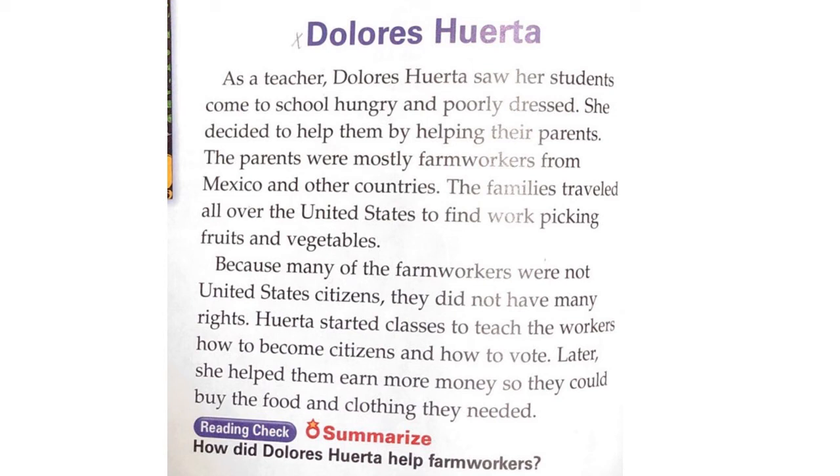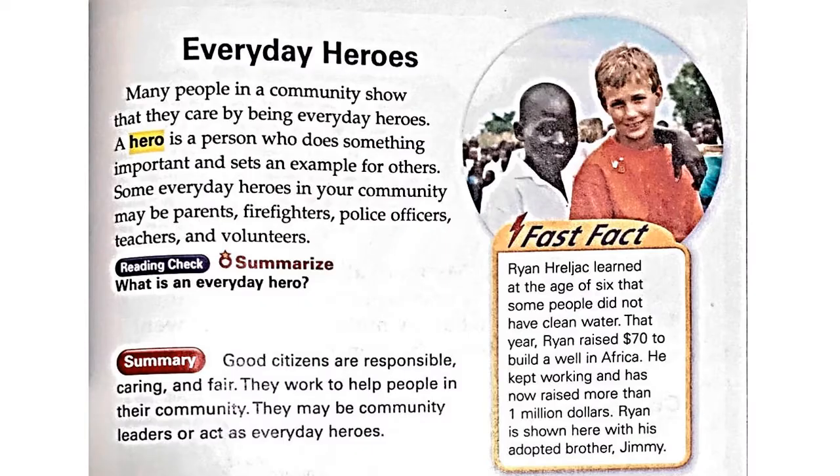So this was about Dolores Huerta. And again, if I ask you to summarize, how did Dolores Huerta help farm workers and their children? You should be able to summarize all this information in your own words. On this page, we're going to read about everyday heroes. Many people in the community show that they care about being everyday heroes. A hero is a person who does something important and sets an example for others. Some everyday heroes in our community may be parents, firefighters, police officers, teachers, and volunteers.